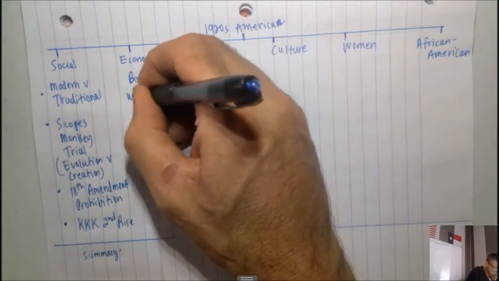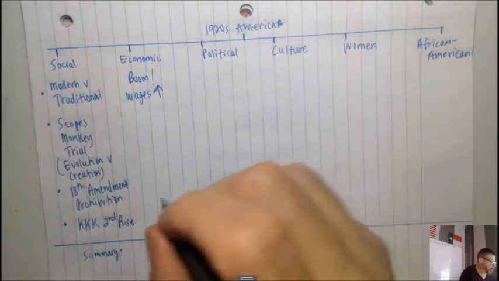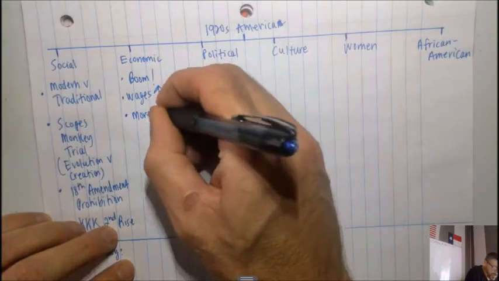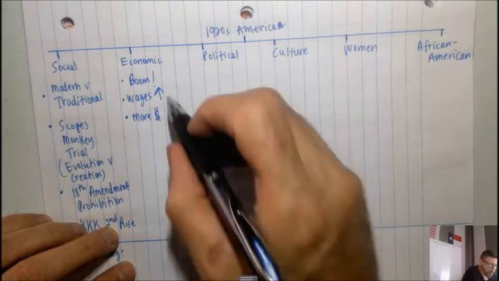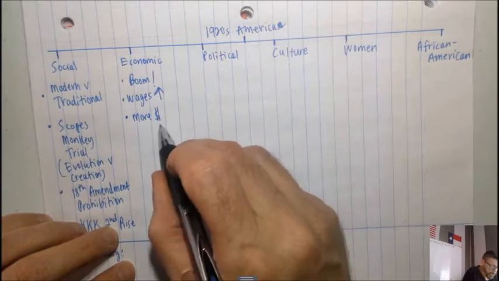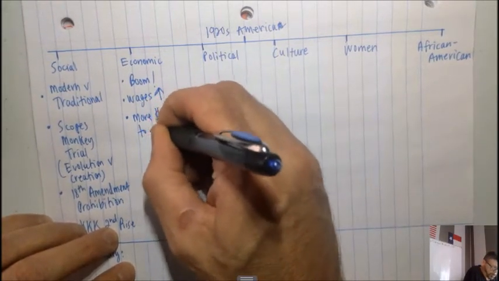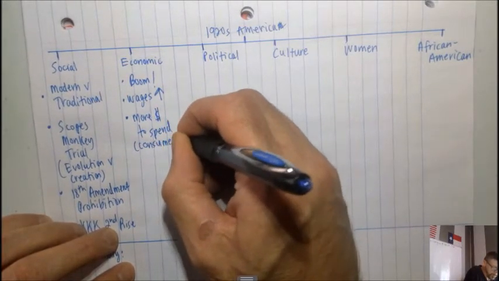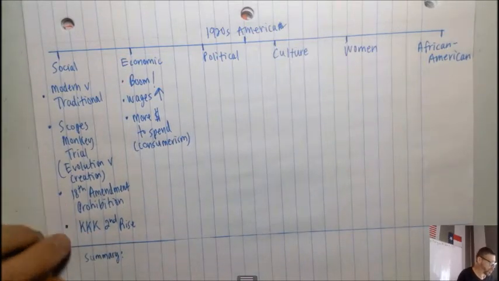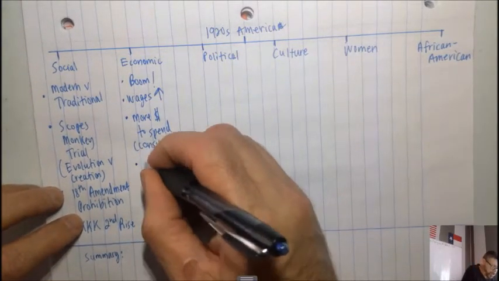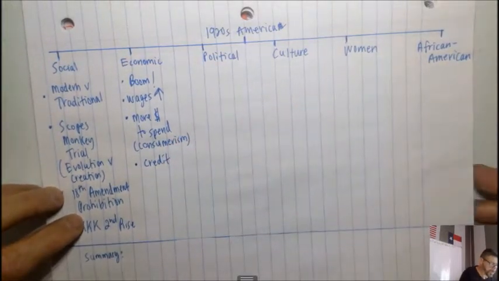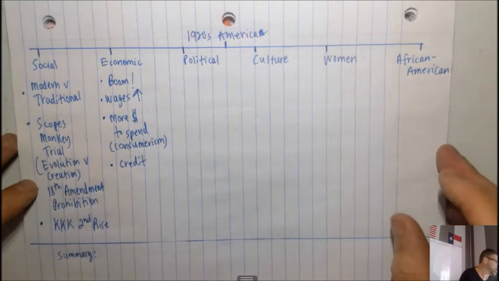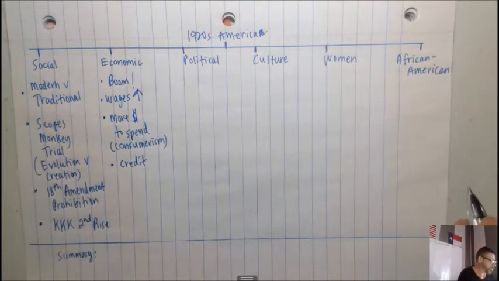Wages were up. More money. See how I do little tricks, like wages are up, more money to spend, and that leads to more consumerism. The economy now is going to be more than ever based on how much people are spending. Credit will be new. Okay, stuff like that. Of course, I haven't taught you the 20s, so this is just a little bit of a commercial on what you're about to learn in the future.